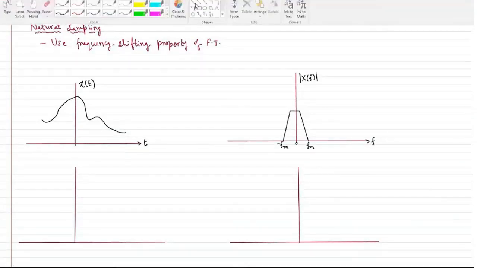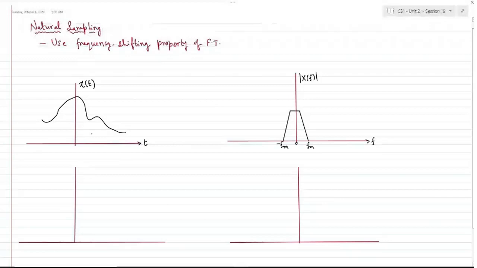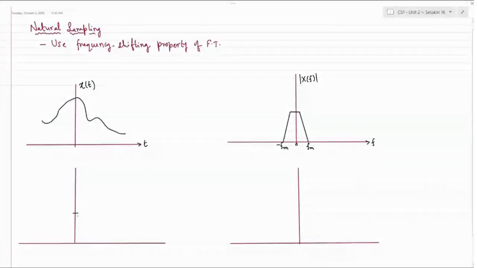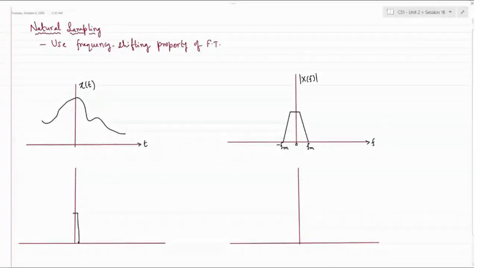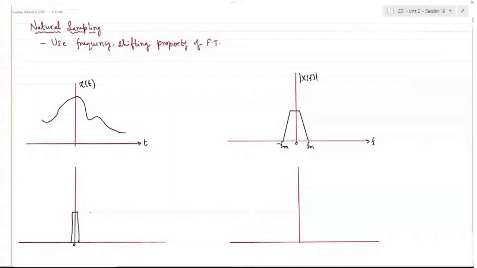So the only difference here is that it's more of a natural thing. I'll take the pulses now, not the impulses. These are pulses of finite duration.